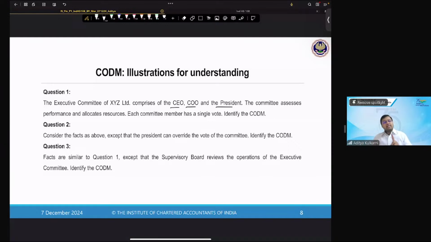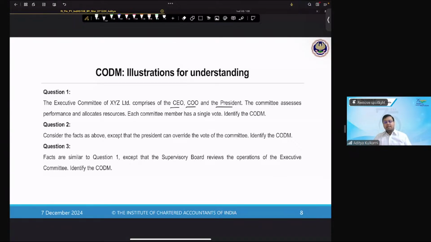We cannot go by designation. That is the beauty of Indian accounting standards. The beauty of Ind AS is that it is principle based. It is not rule based. Otherwise, if it were rule based, there would be a statement: who is the CODM? The CEO is your CODM. But then in a company which does not even have a CEO designation, sir, we would have to think. So the standard says, don't think. We will give a principle.